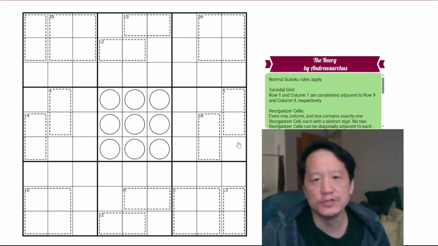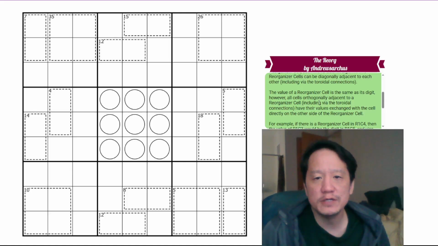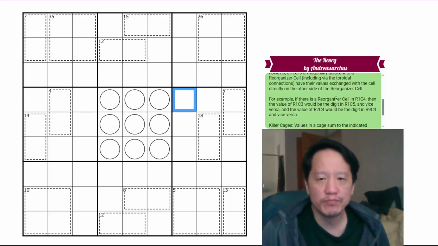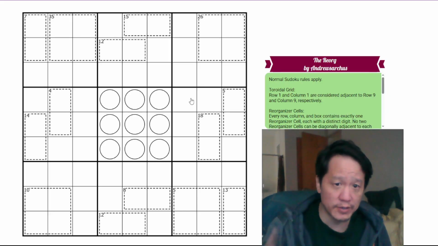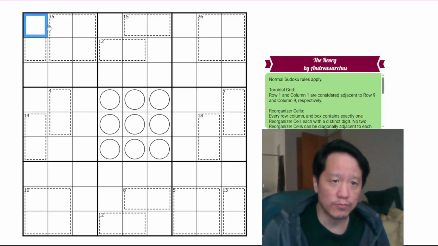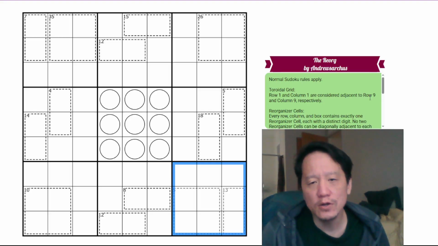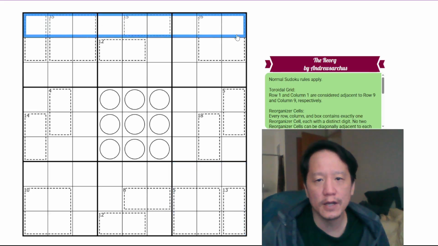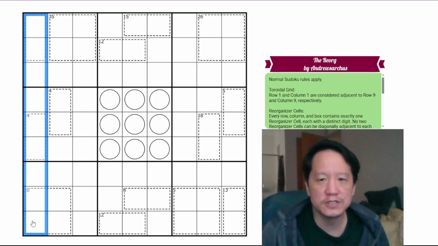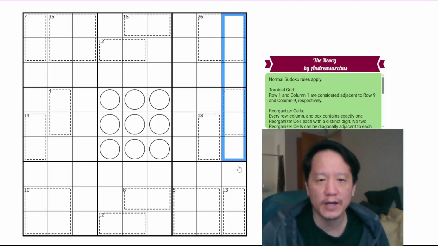Normal Sudoku rules apply, which means in every cell in the grid, place a single digit from 1 through 9, such that every row, column, and designated 9-cell region contains the digits 1 through 9 exactly once each. We have a toroidal grid where row 1 and column 1 are considered adjacent to row 9 and column 9 respectively.